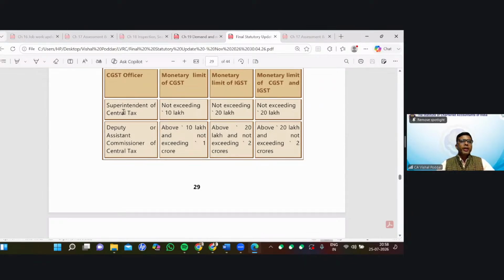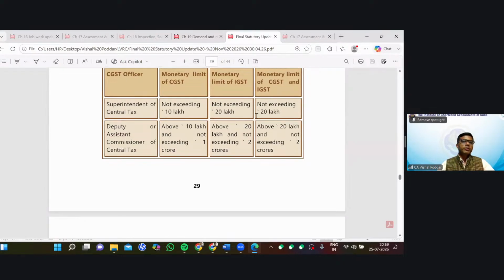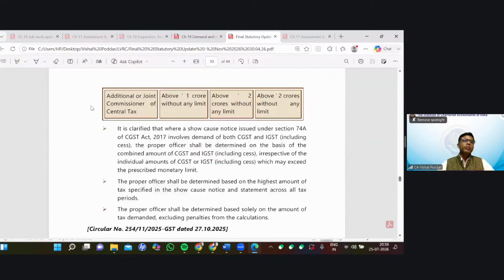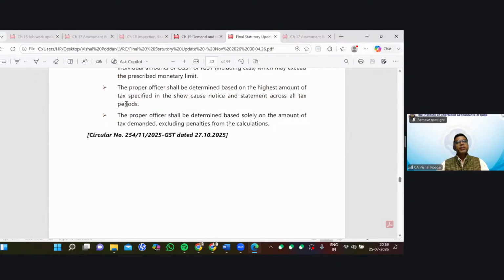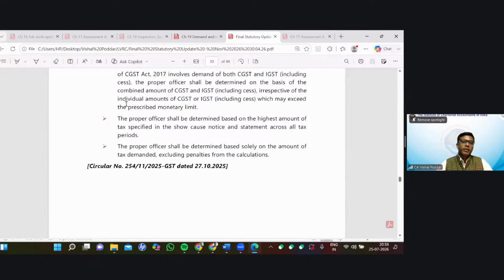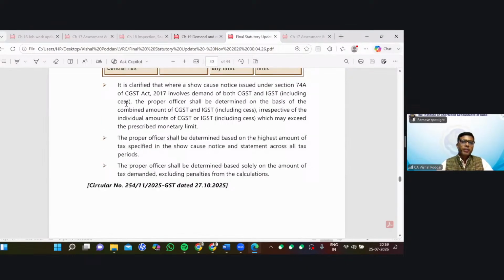So superintendent can issue and adjudicate the show cause provided the amount of tax component involved does not exceed 20 lakhs. If it is exceeding 20 lakhs and not exceeding 2 crores, then the deputy or assistant commissioner; if exceeding 2 crores, then additional or joint commissioner can adjudicate. So these are the limits, students, which have been provided for the purpose of taking action. It is very important that these limits have to be followed at the time of issue of show cause notice.